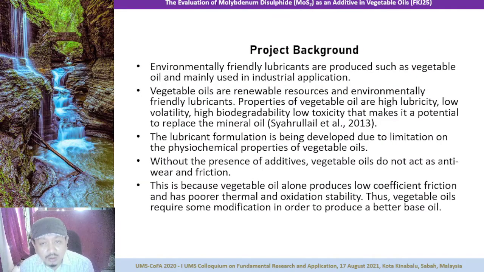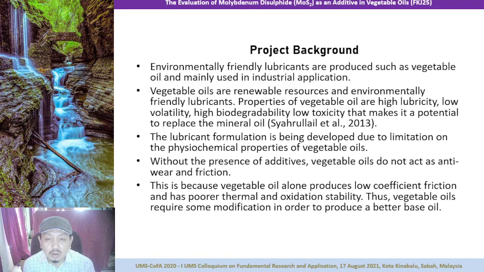So the motivation of this research is vegetable oil can be used as a lubricant, because it's an environmentally friendly lubricant, mainly used in industrial applications, especially in the food industry. Vegetable oils are renewable resources, and the properties of vegetable oil are high lubricity, low volatility, high biodegradability, and low toxicity, which make it a potential replacement for mineral oil.